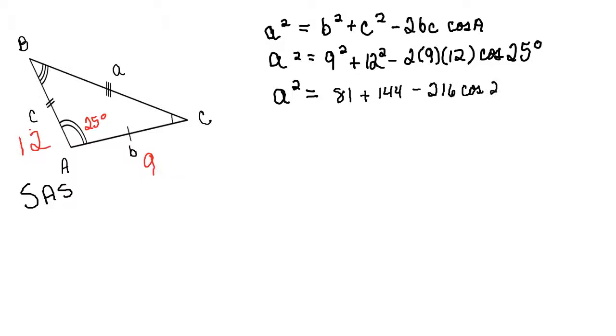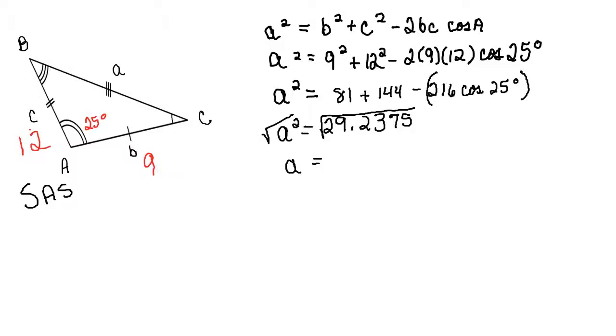Cosine 25. What you have to be careful with here is that all these guys go together. Avoid the temptation to take the 144 and subtract the 216 from it. So with a little bit of calculator work, you will end up with 29.2375. Then you're just going to square root both sides, and you end up with a equals 5.4072.